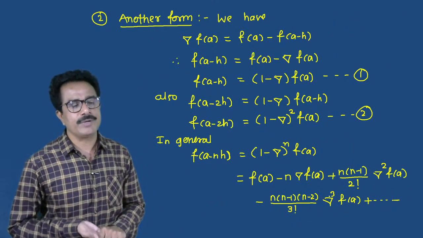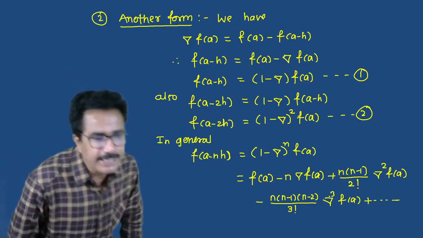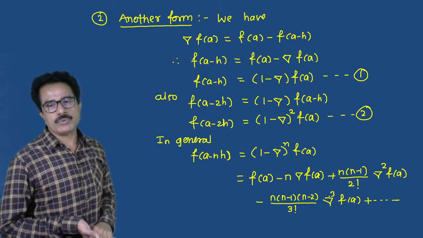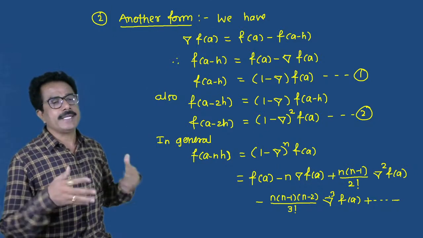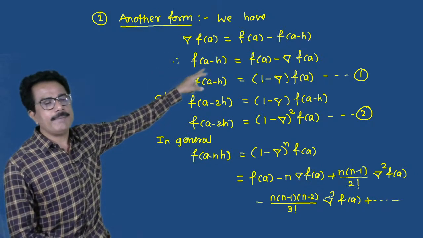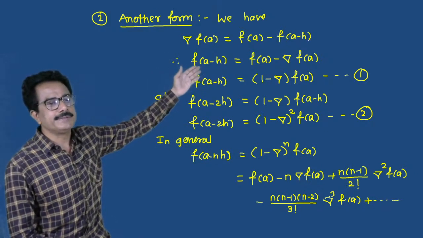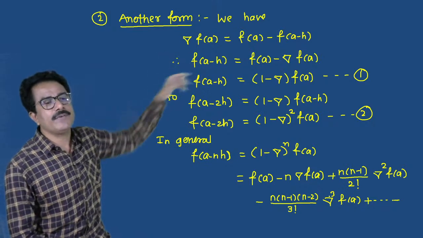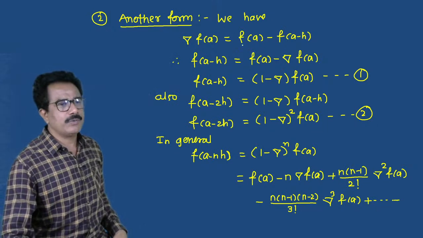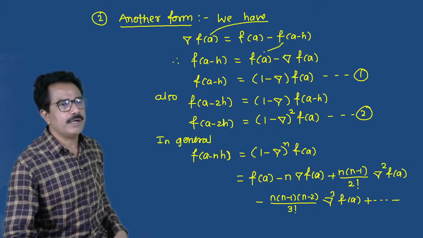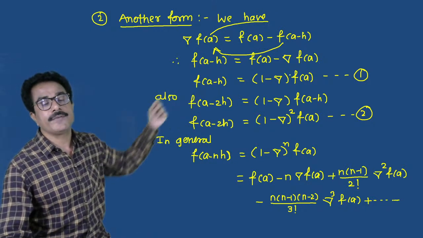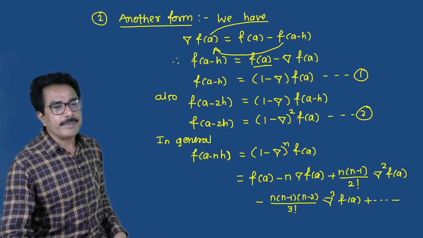आणखी एक दुसरा फॉर्म्युला आहे डेल मध्ये. You know that del f of a is equals to f of a minus f of a minus h. Del f of a minus h means f of a. Del f of a means f of a minus h. So we can transfer this. Now you transfer this on this side. So f of a plus h is equals to f of a minus del f of a. F of a common काढा.